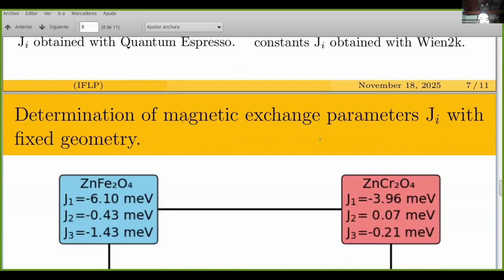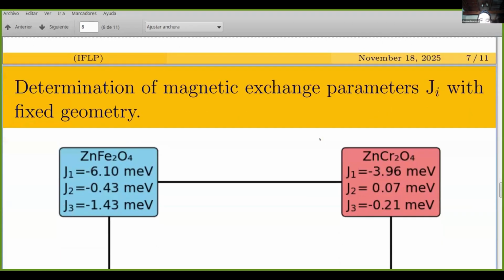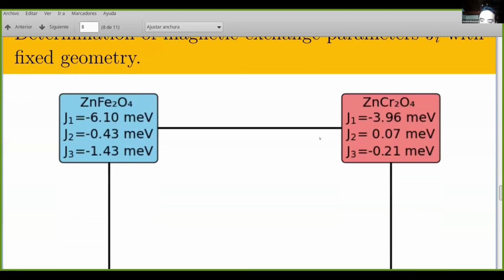Here, we see determination of magnetic exchange parameters J with fixed geometry. In this case, all atomic positions are fixed, and the four systems were calculated with identical atomic positions, with reference here to zinc chromite. We can see that the main variation of J occurs when changing the magnetic cation. Here, for example, from chromium to iron, J1 increases almost double.